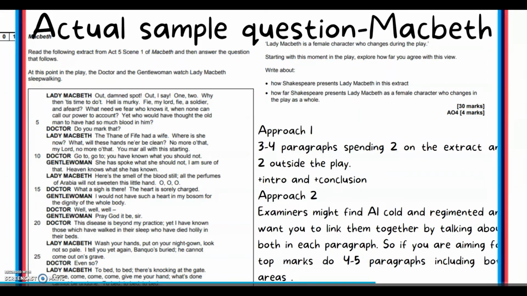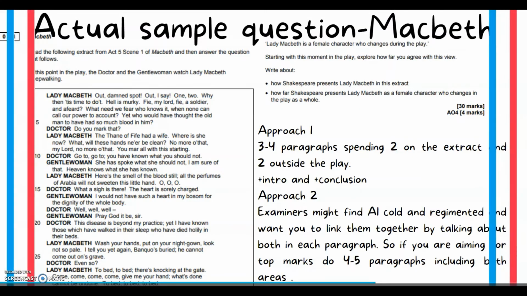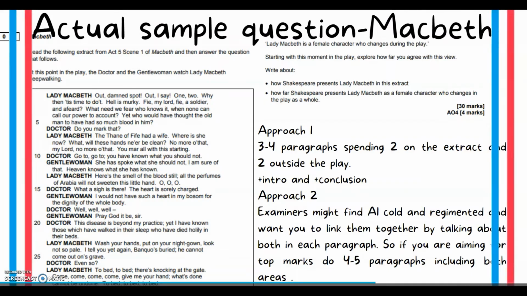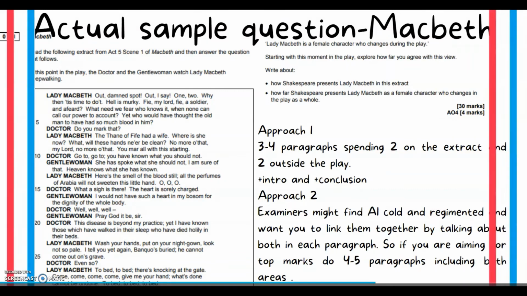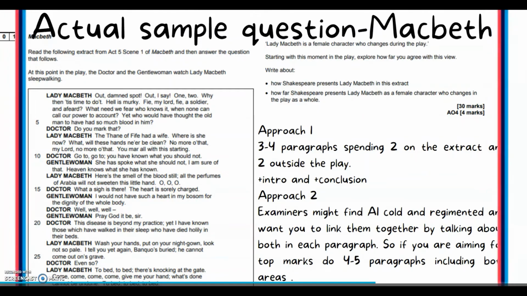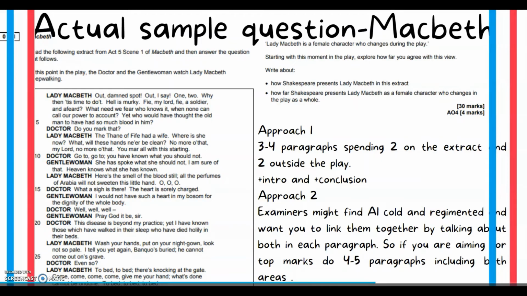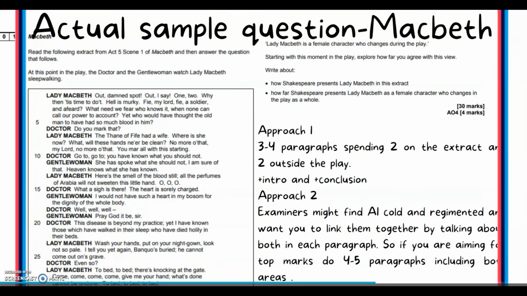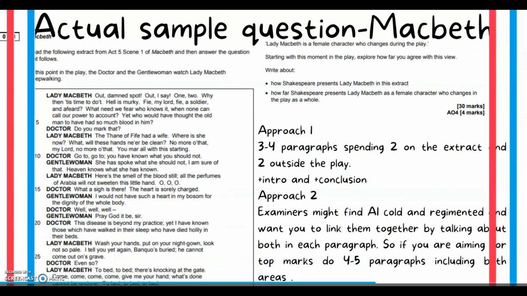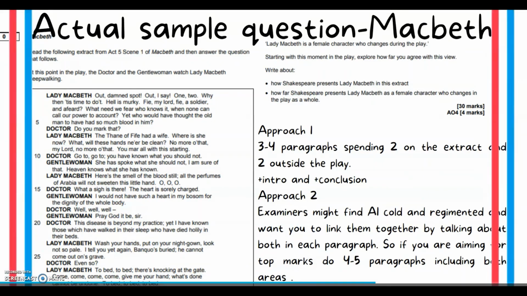Approach 1 is 3 to 4 paragraphs, spending 2 on the extract, and then 2 outside the play, plus an introduction and conclusion. However, I think there's a better approach, number 2. Examiners might find approach 1 cold and regimented, and this approach is much better. So you write 4 to 5 paragraphs including both areas within each paragraph. So you talk about the extract and the rest of the play in each paragraph. Now, that is much better because that's exactly what the examiner is looking for, how you can link them together.